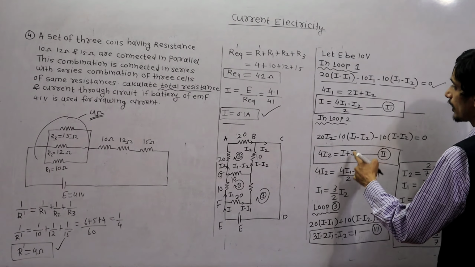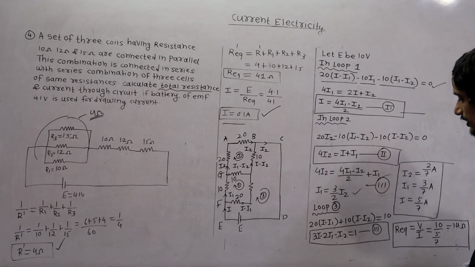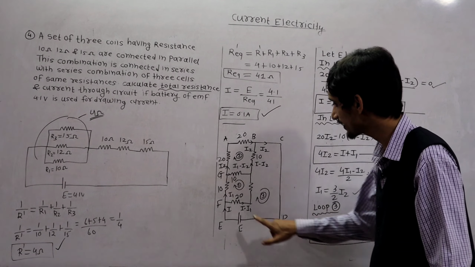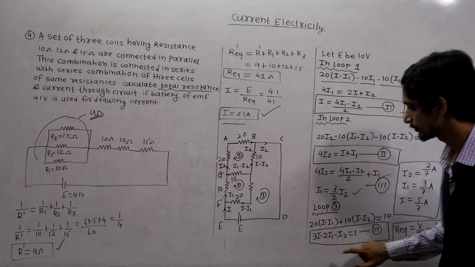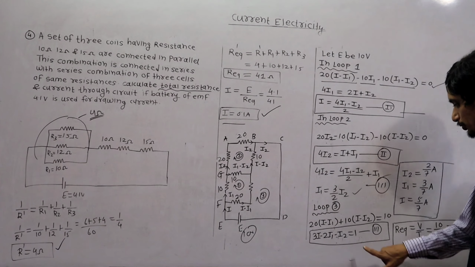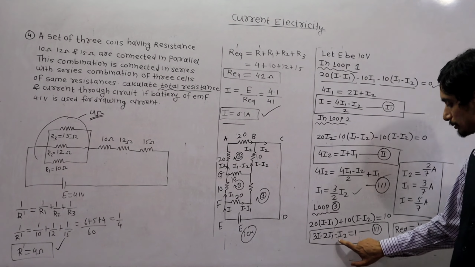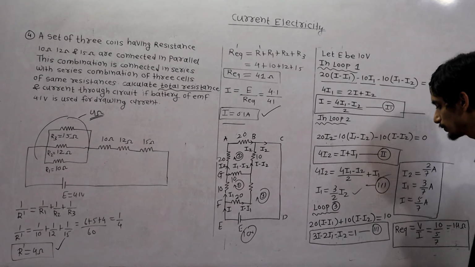That is, from loop 2 you are getting equation number 3, that is I1 is equal to 3 by 2 I2. Then in loop 3, 20(I minus I1) plus 10(I minus I2) plus 10, this is 10(I minus I2) equal to 10. Why? Because actually this is a 10 volt battery. So if you solve this, it is 3I minus 2I1 minus I2 equal to 1. Okay, 3I minus 2I1 minus I2 is equal to 1.